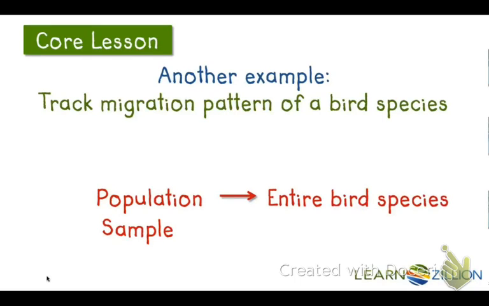Again, we can't collect data from every single bird in the species. That would take a long time and be logistically difficult. Instead, we'll collect data from a sample. A sample you might use could be tagged birds, birds that have been specially marked so we can track their locations over the course of the year. Then we can use the data on the tagged birds to make a generalization about the migration patterns of an entire bird species.